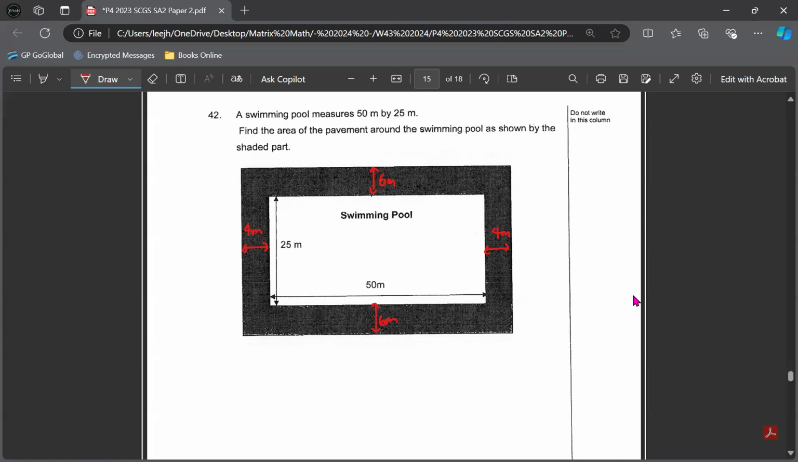Okay. So this swimming pool is 50 by 25. Find the area of this shaded part. So we need to find out what is the length of the pavement, the breadth of the pavement also. So length of pavement is actually 4 meters longer on the left and right. So you take 50 plus 4 plus 4. 58 meters. So this is 58.